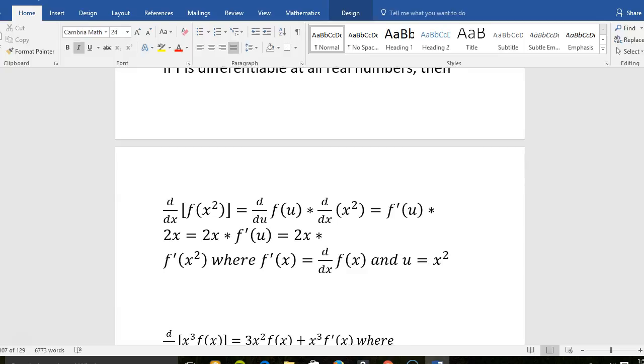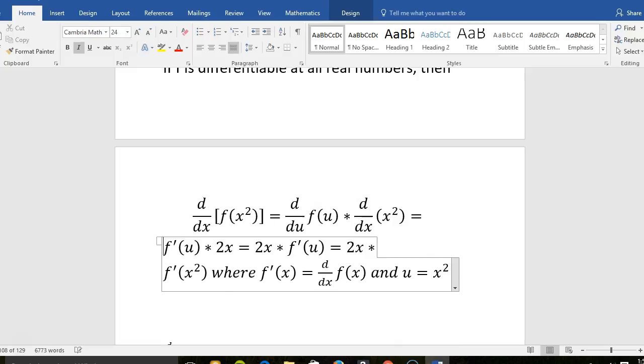So we're assuming f is differentiable, that it has a derivative everywhere. So d by dx of f of x squared. Now by the chain rule, we let u equal x squared, and we get d by du of f of u times d by dx of the u term, which is x squared itself. So now d by du of f of u, we're just going to name tag. We're going to call that f prime of u. So d by du of f of u is f prime of u.